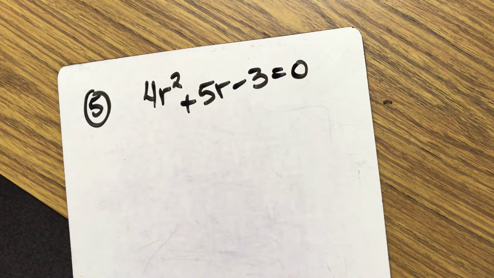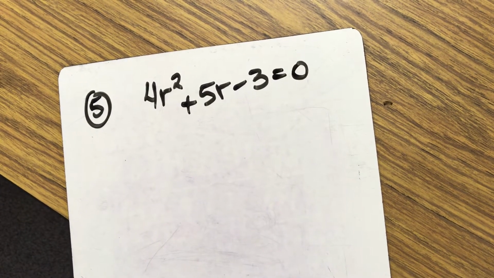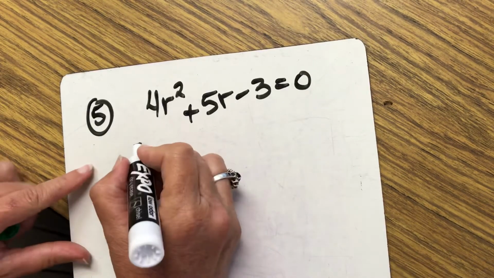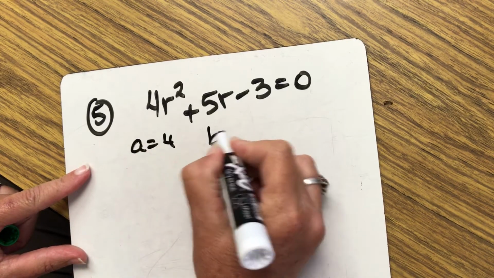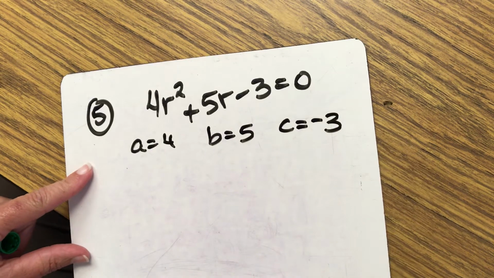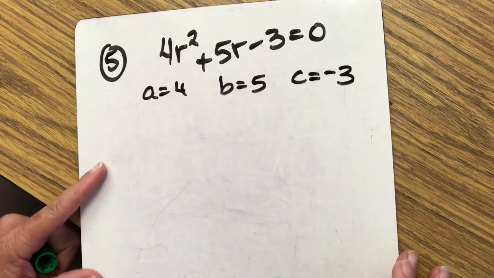Welcome back. We're on the 9-6 note, solving quadratic equations using the quadratic formula. We're on question number 5. Our first step is to identify our ABC. A is 4, B is 5, and C is -3. Don't forget that negative, it does matter.